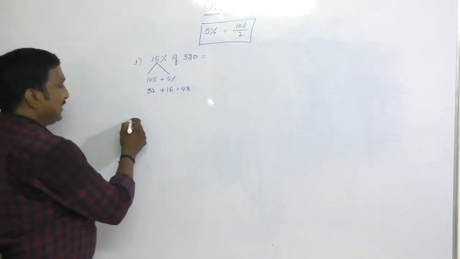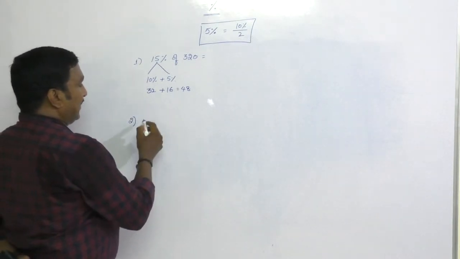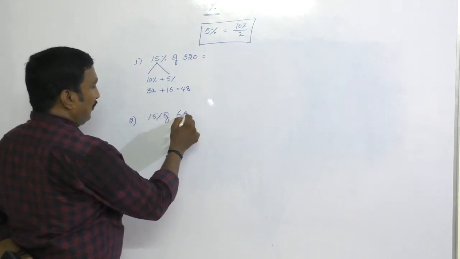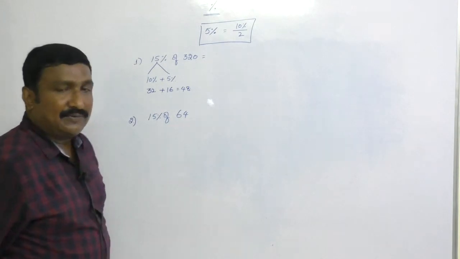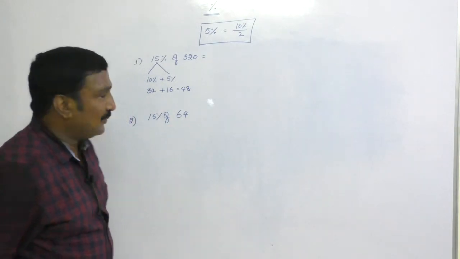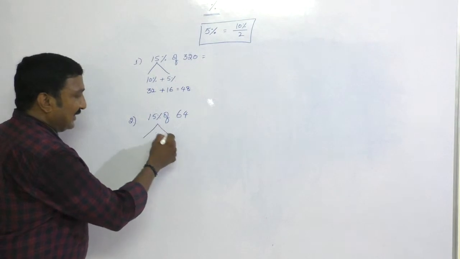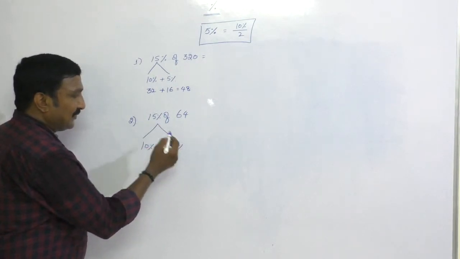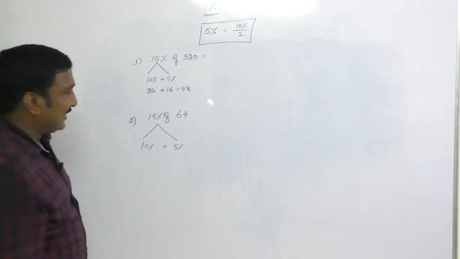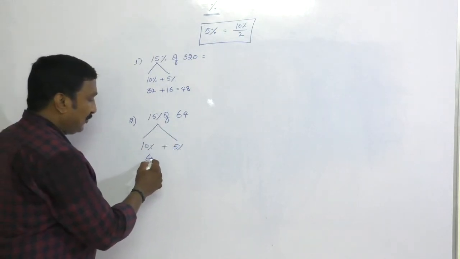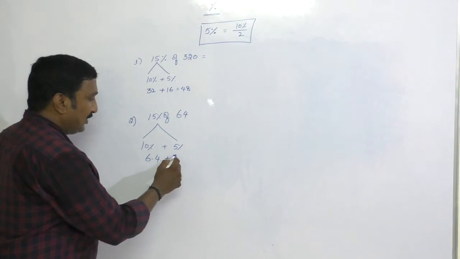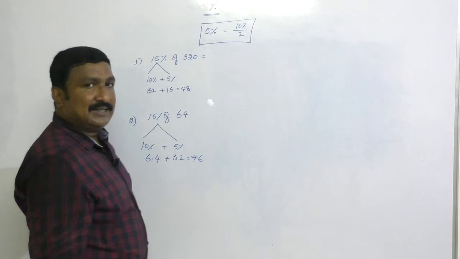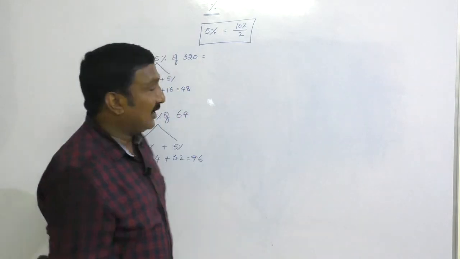I will give one more example. 15% of 64. So how to calculate 15% of 64? So 15% can be written as 10% plus 5%. Okay friends, 10% is nothing but how much will come? 6.4. Half of the 6.4 is equal to 3.2, so the total is 9.6. That is the 15%.